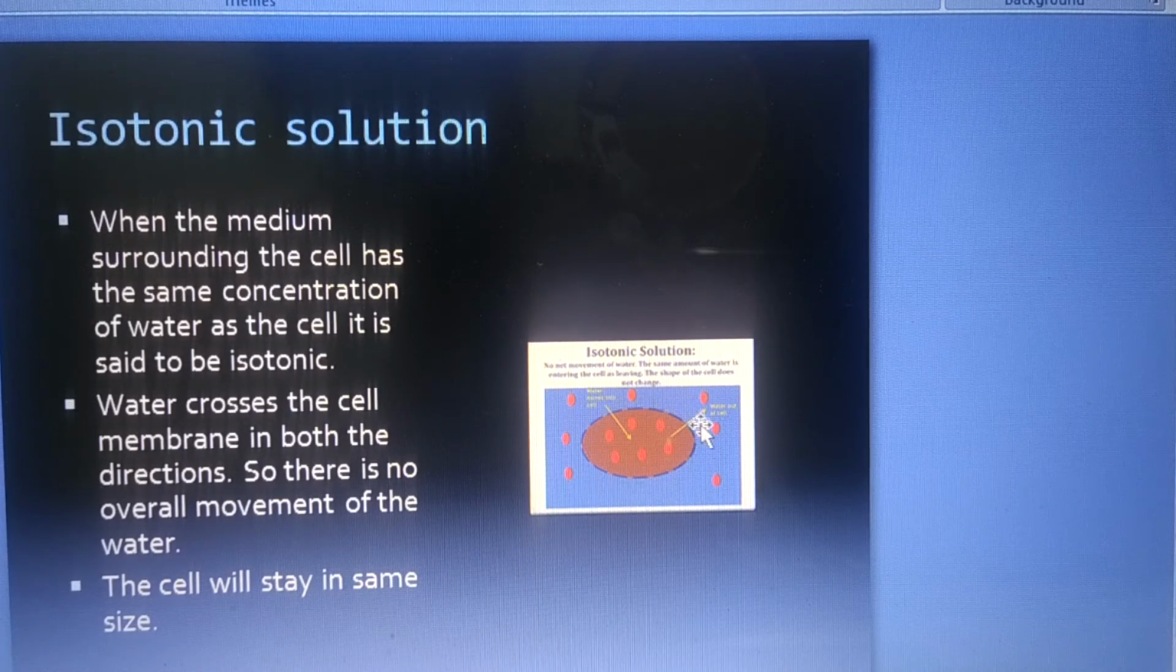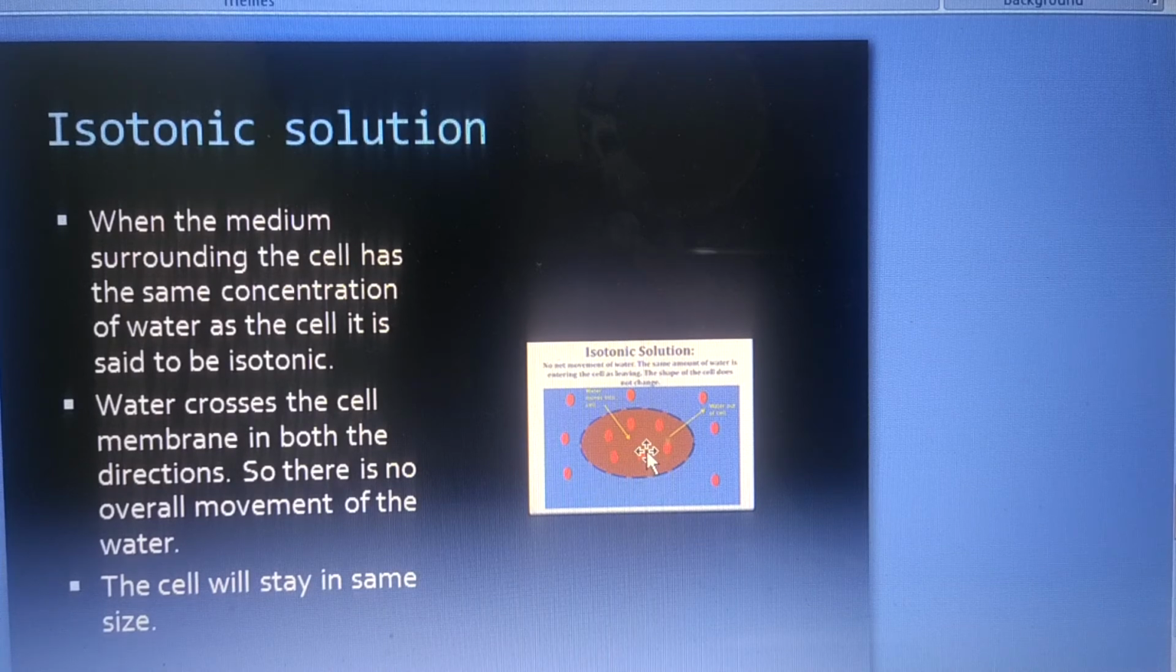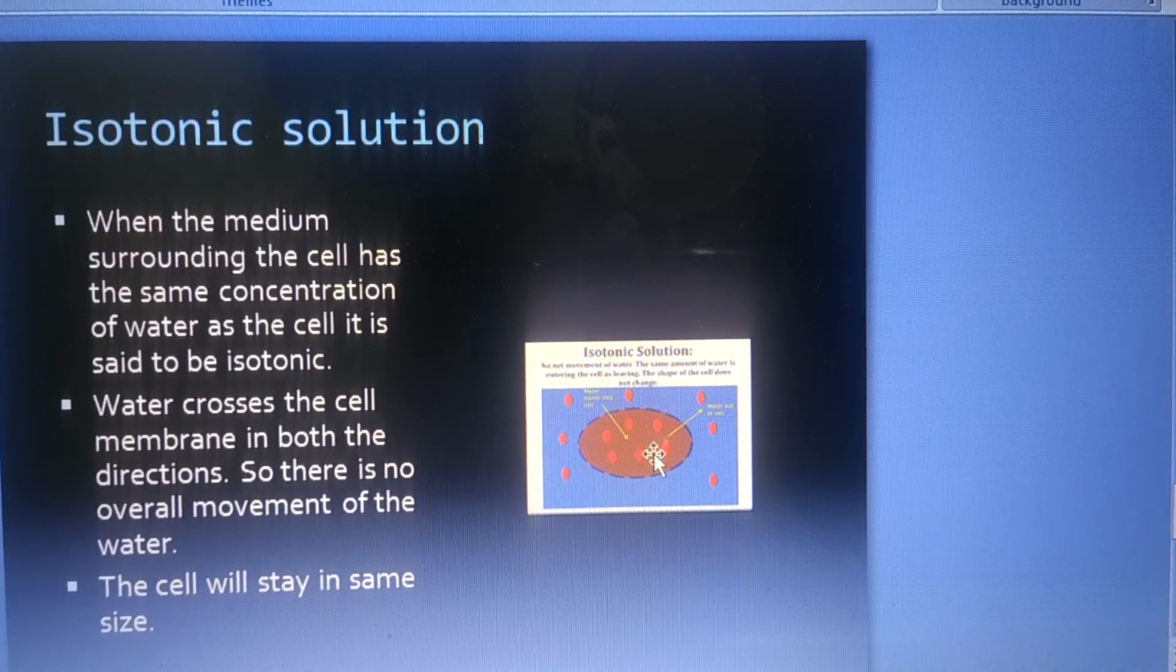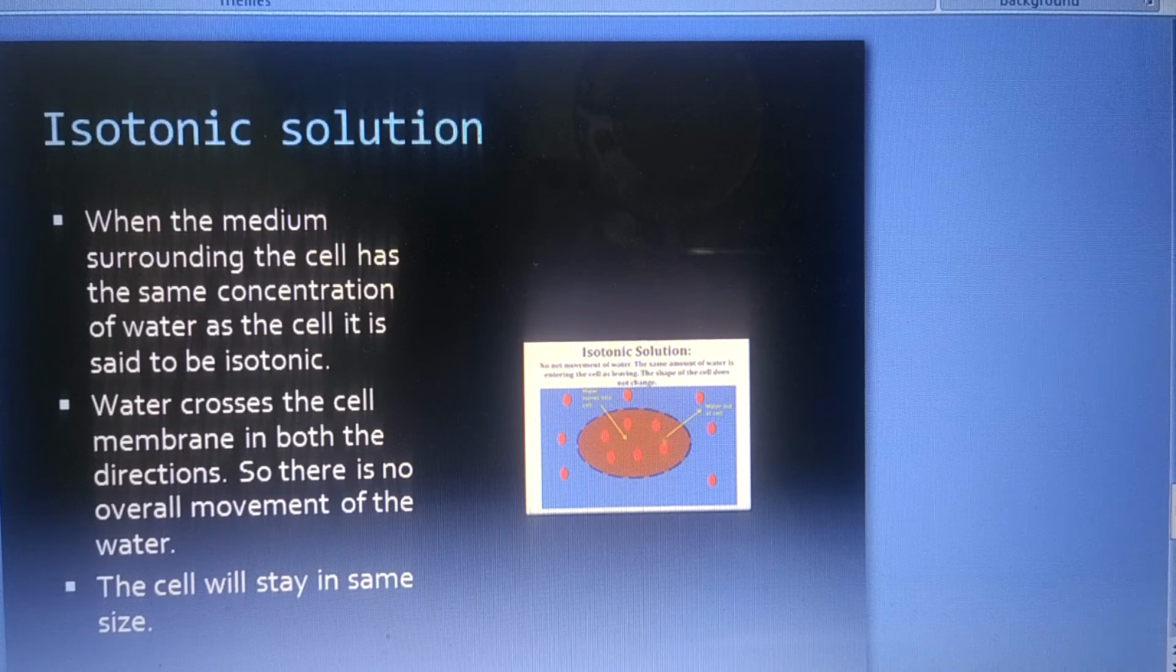So when a cell is kept in an isotonic solution, what do we mean by isotonic solution? It has the same water concentration as the cell cytoplasm. When it is kept in the isotonic solution, there is no net movement of water, so the cell will stay the same size. There is no increase in the size of the cell.